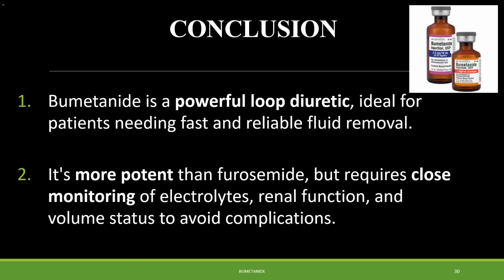Conclusion on bumetanide. 1. Bumetanide is a powerful loop diuretic. Bumetanide helps remove fluid quickly. Ideal for patients needing fast and reliable fluid removal. Bumetanide works well for this. 2. It's more potent than furosemide. Bumetanide works stronger per dose compared to furosemide, but requires close monitoring of electrolytes. Bumetanide can cause changes in electrolyte levels.